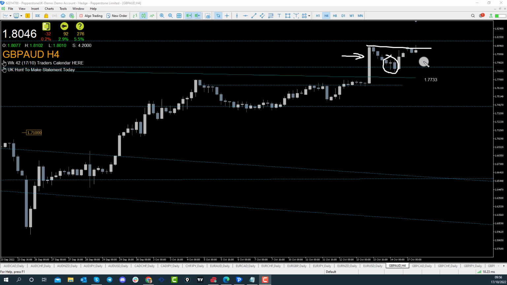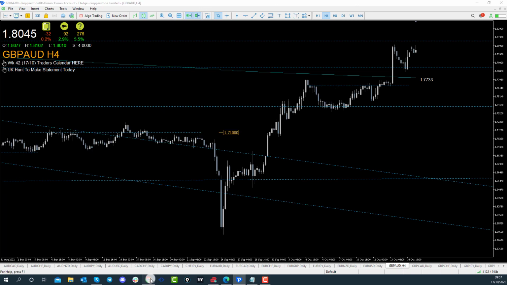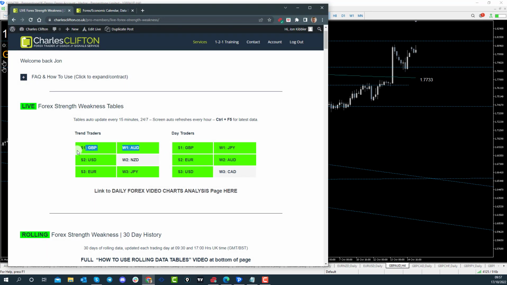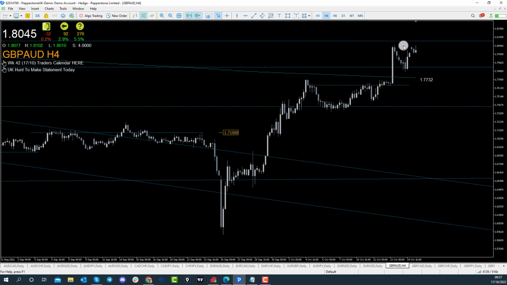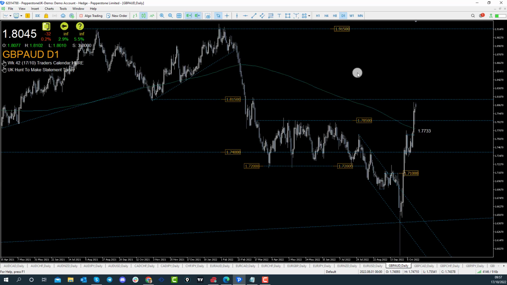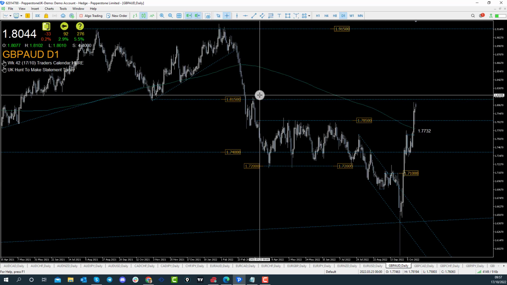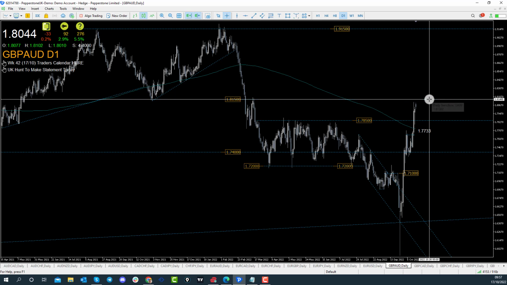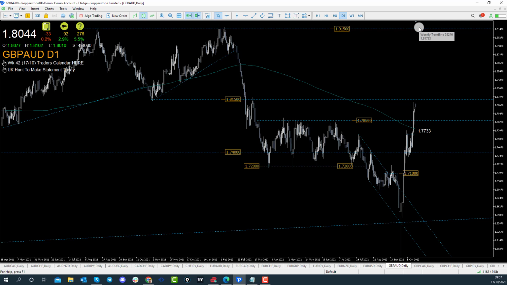Now, if price is going to trade higher here, like the live forex strength and weakness table suggests, you can see that pound Aussie is topping the charts on trend traders and is nearly topping the charts on the day traders. Then we could expect price to break out of key resistance levels. So if I pop back up to the daily time frame here, we can see that if price trades above the 1.8150 handle, then a move up to 1.9150 isn't off the cards there, because that is kind of the next level of key resistance.